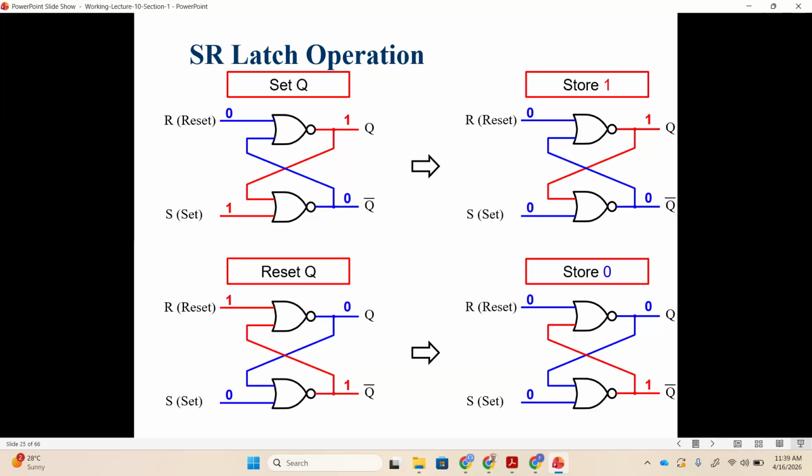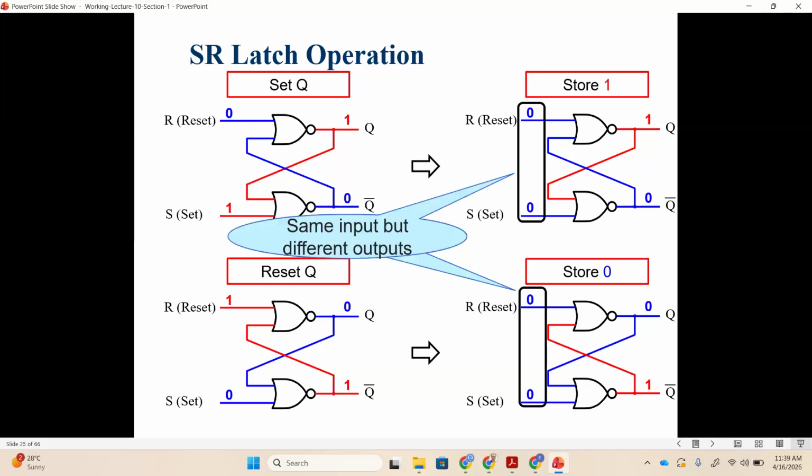Can anyone see any observation? What is the observation here? In both cases, are the inputs the same or different? Same. But if you look at the output, are they the same or different? Different. The outputs are different. So this is a special case. If S and R are 0, 0, we cannot predict the output. The output depends on the previous state. You got it or not got it?